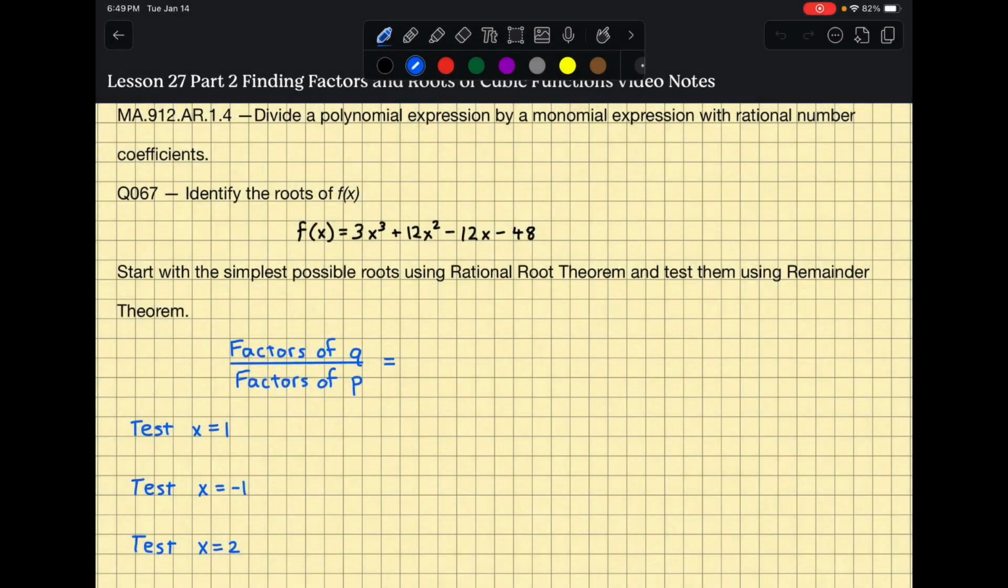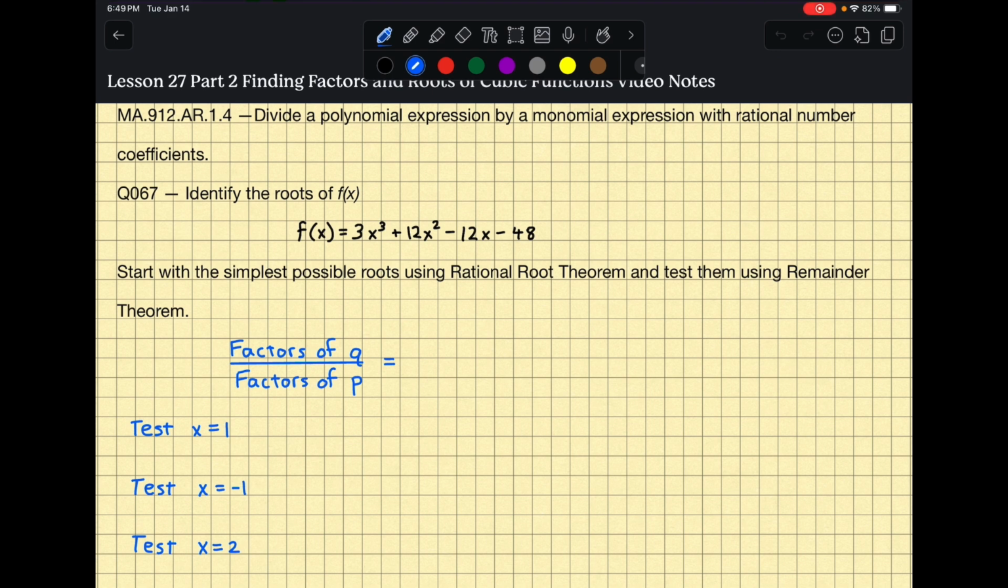Hey everyone, this is lesson 27, part 2. Now in part 2, we're going to combine some of the things we've learned already, like rational root theorem and remainder theorem and synthetic division, and we're going to use that to find either roots or factors of cubic polynomials.